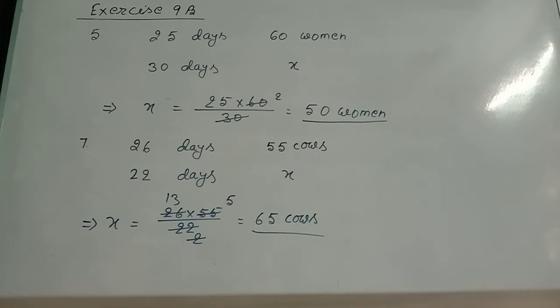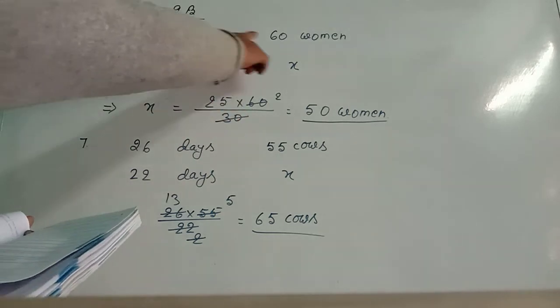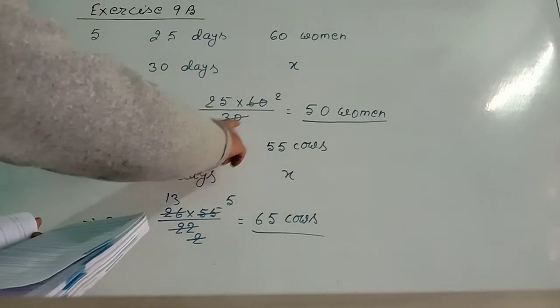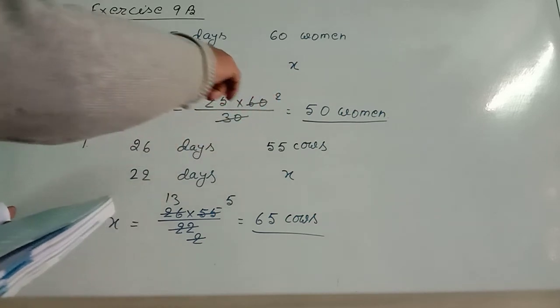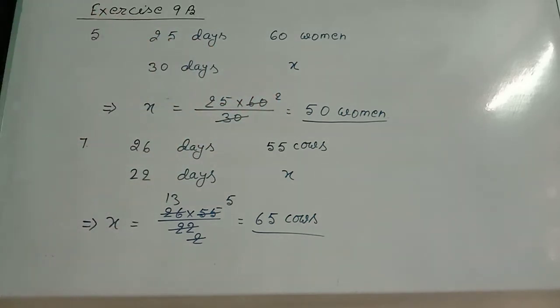Let us consider the number of women be x. I have arranged 25 days, 60 women, 30 days, x women. So the value of x equal to, upper those two, 25 and 60 will be multiplied, and that multiplication will be divided by 30. So I have done here 25 into 60 by this 30. I calculated and got 50 women. So to harvest the field in 30 days, 50 women are required.